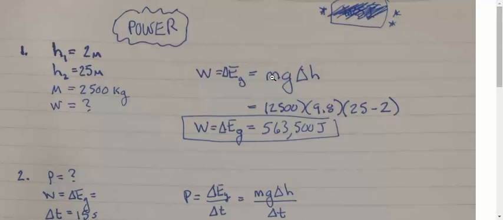So that was earlier derived as mg delta H. So we got mg, and then the delta H was 23 meters because it was lifted from 2 meters to 25 meters. So 25 minus 2 is 23. And that gives us 563,500 joules. So that's the amount of work done to lift that mass up that high.